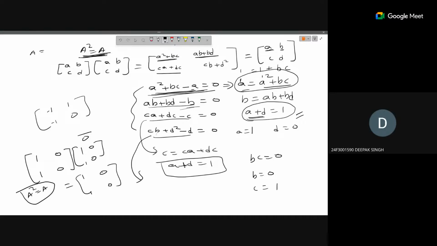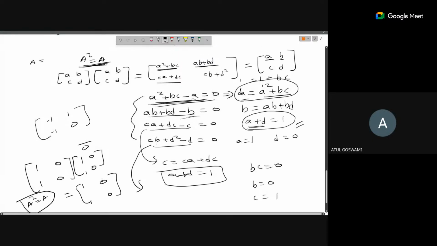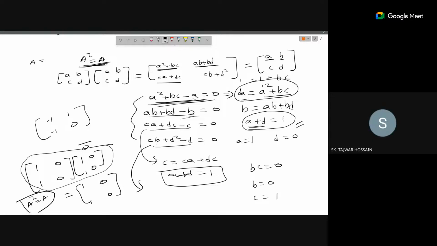Yes, sir, I got it. What I'm saying is, actually, no need to find the explicit example. We can directly see we can have such values clearly. We can take any values satisfying these conditions. Is that clear or not? So I'm just taking this specific example. For this particular question, if there are such matrices such that A square equals to A, yes, they exist.